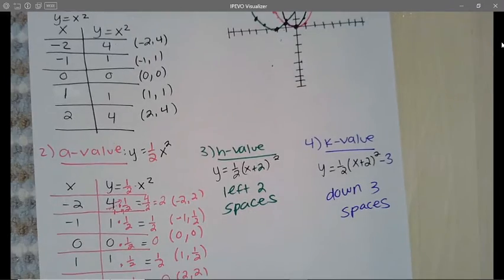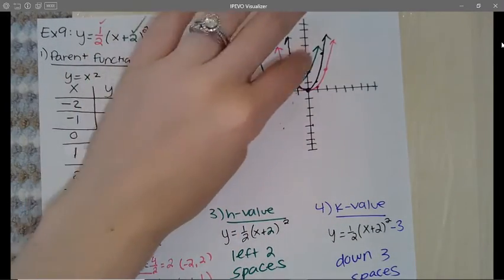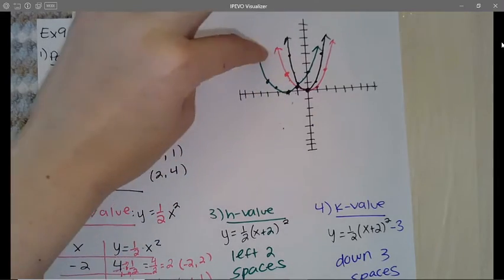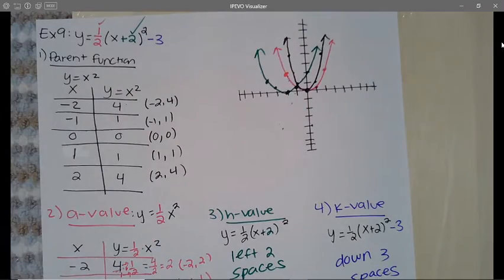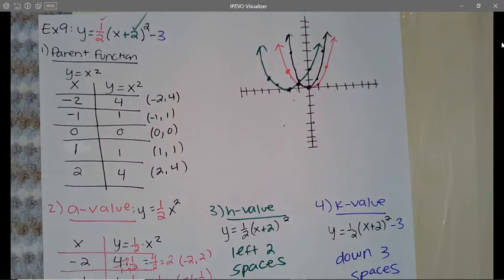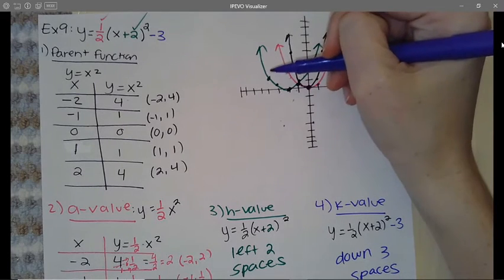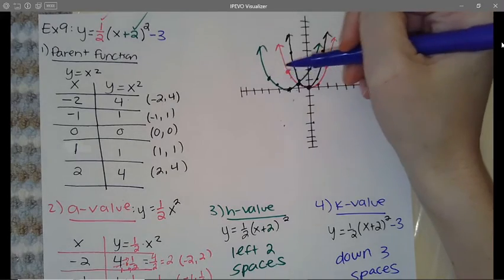Alright, so for our final graph, I'm going to start from my most recent graph. Which graph is the most recent graph? The parent, the A value, or the H value graph? Well, that would be the H value graph, or the green graph. So I'm going to start from the green graph and count down 3 spaces for all my points. So I'm going to start here and count down 3. So we should be at 2, which I know I'm slightly off.